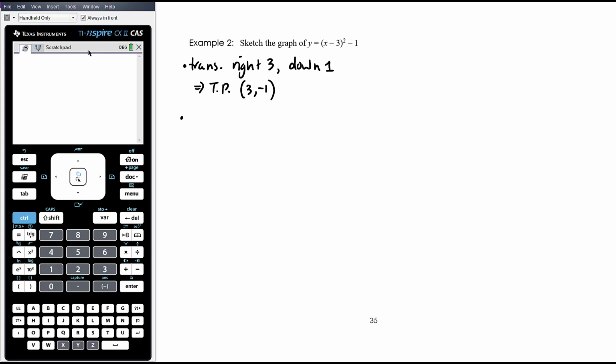It will always cross the y-axis. Let's work out our y-intercept. So again, it's not the number on the end, it is what you get. What does y equal when x is equal to 0?